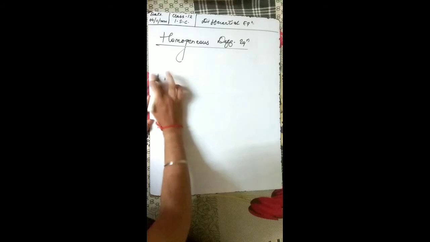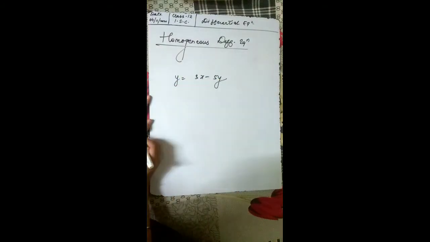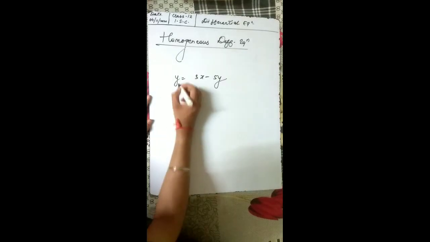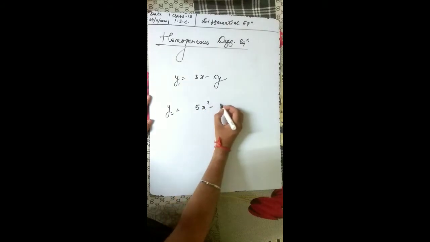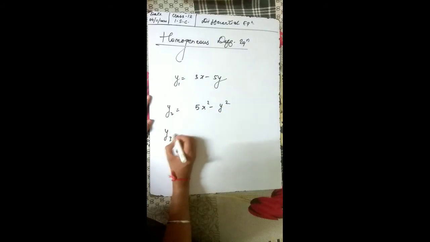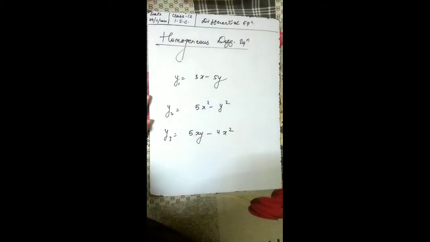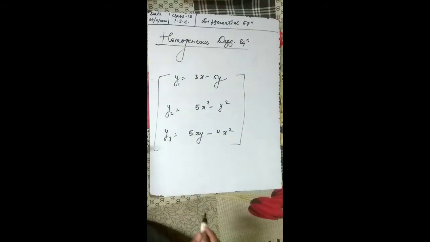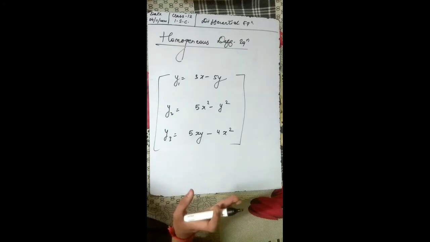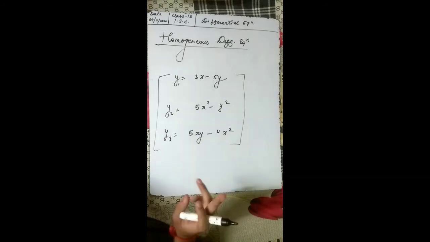So let us consider one equation, f(x, y) equal to 3x minus 5y, or let us consider another function, 5x square minus y square. One more. These three equations are homogeneous equations, not the differential equation I'm saying. They are homogeneous equations. Why?